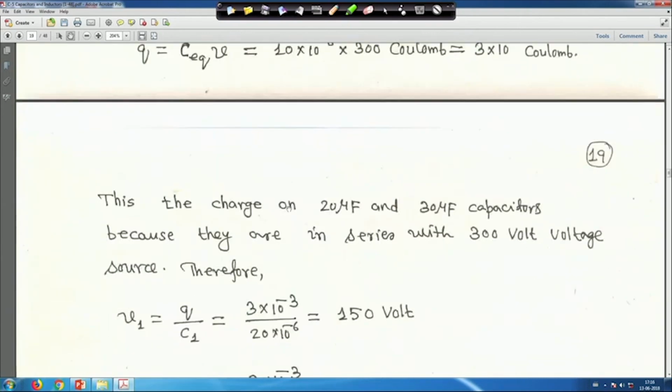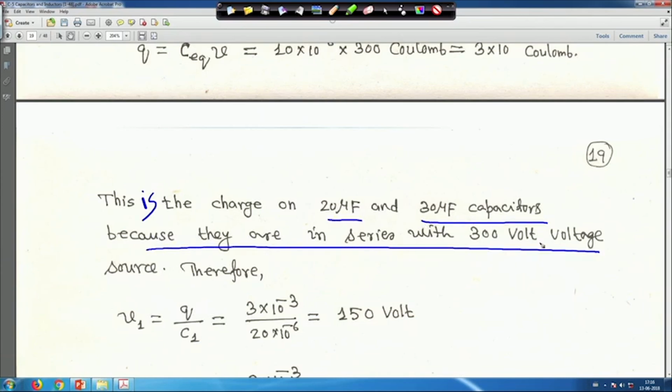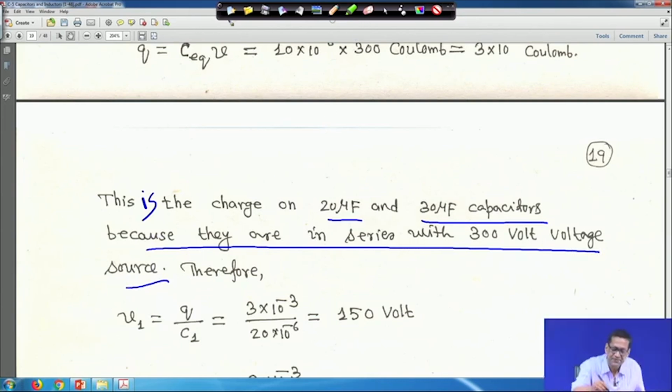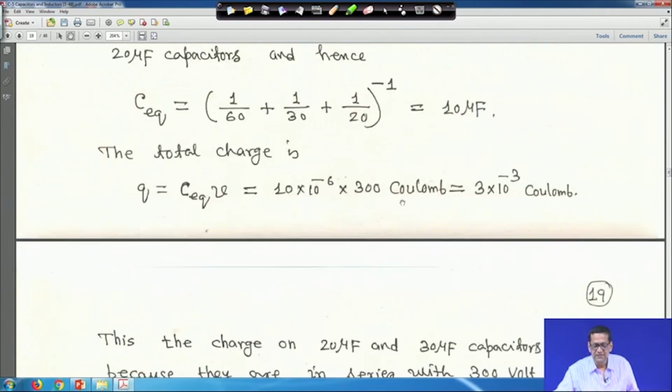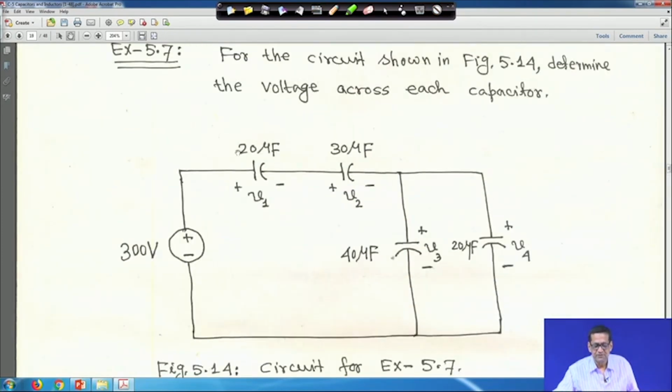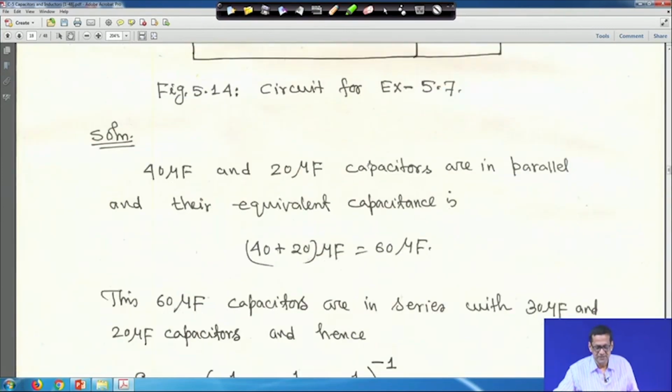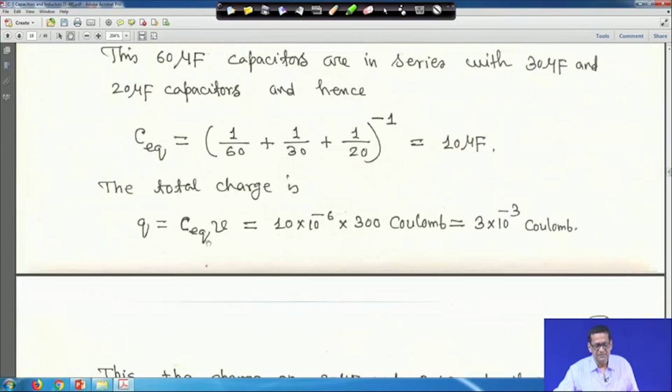Now, actually this is the charge on 20 microfarad and 30 microfarad capacitor, because they are in series with the 300 volt source, right. So, this total charge Q, right. 20 microfarad and 30 microfarad capacitors are in series. Whatever Q we have found out, that is basically from the equivalent capacitor, that is the total charge, right.